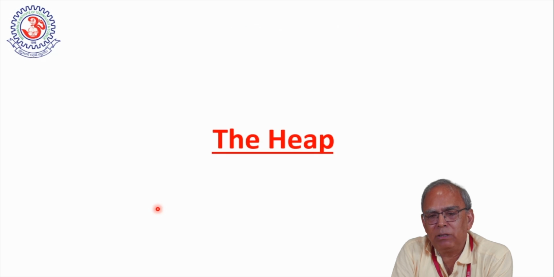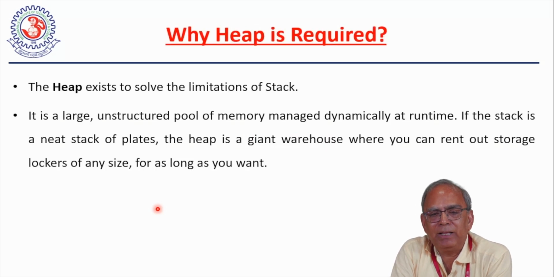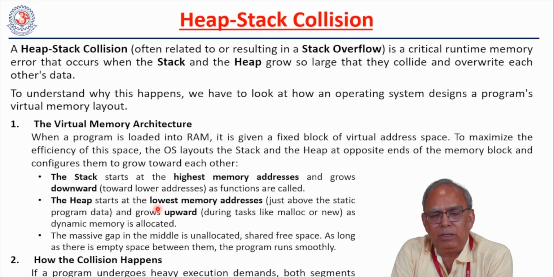Now, to overcome these limitations, we have another structure called the heap. The heap exists to solve the limitations of the stack, as I've already discussed. It's a very large, unstructured pool of memory, and it is managed dynamically. So when you have dynamic memory allocations, they are all managed by the heap. You can consider it this way: if the stack is a neat stack of plates, the heap is a giant warehouse where you can rent out storage lockers of any size.